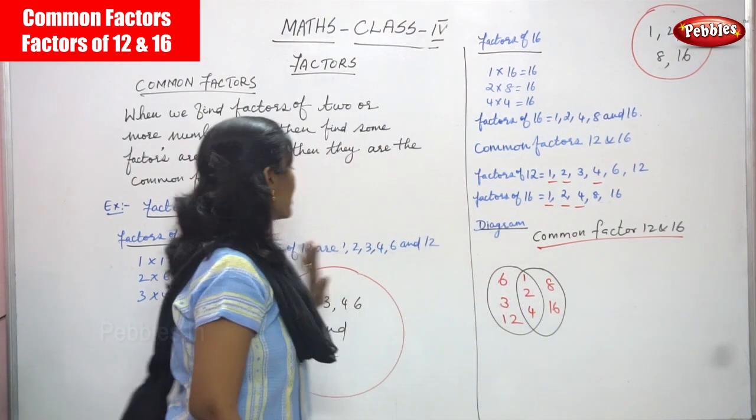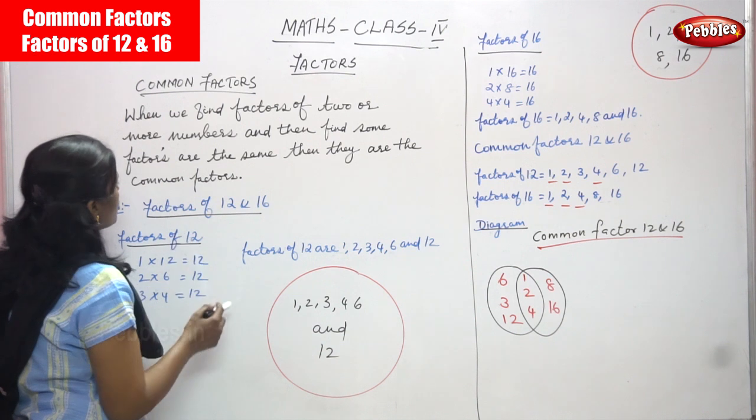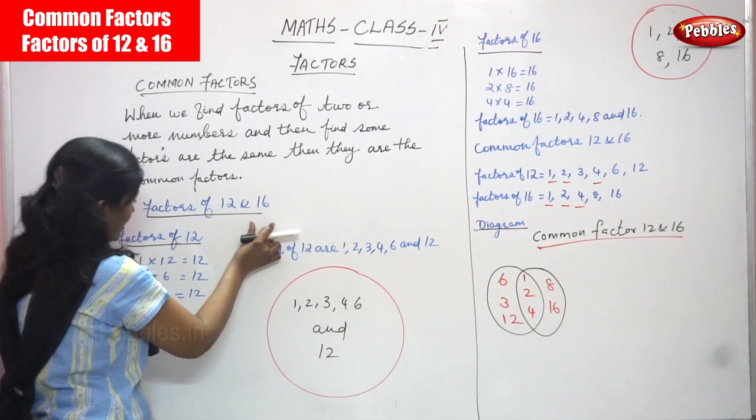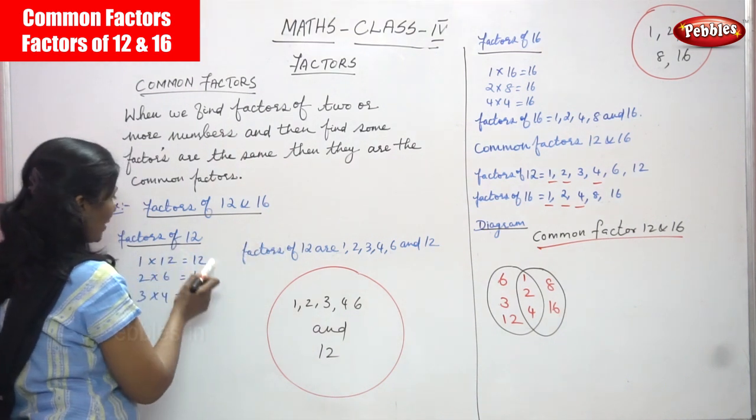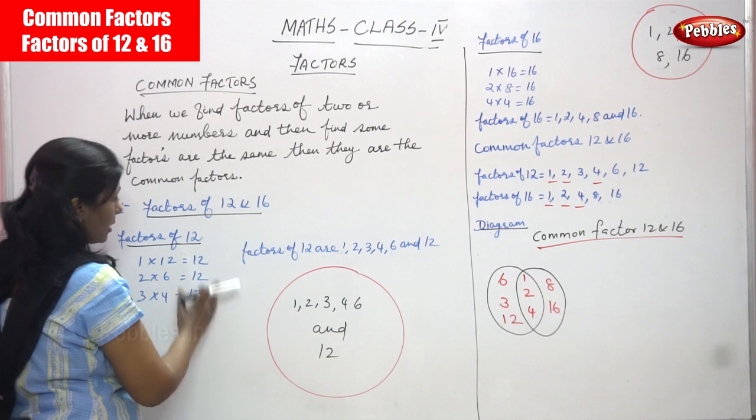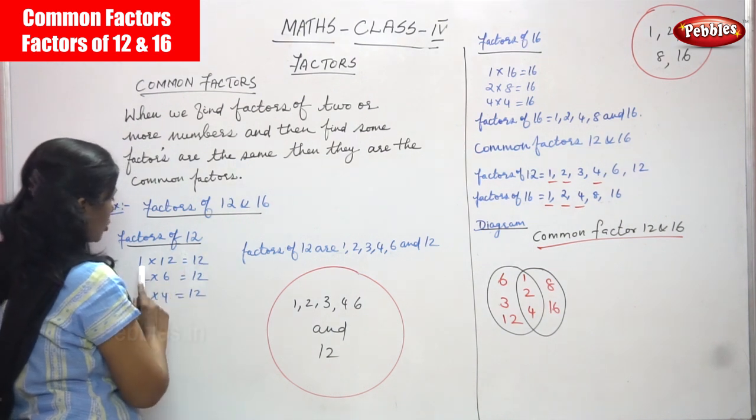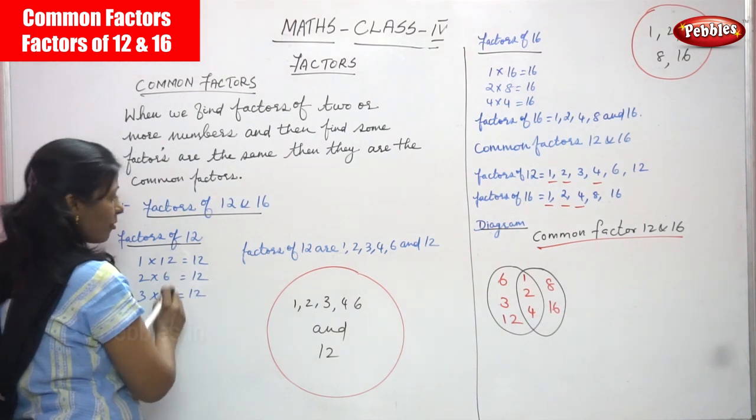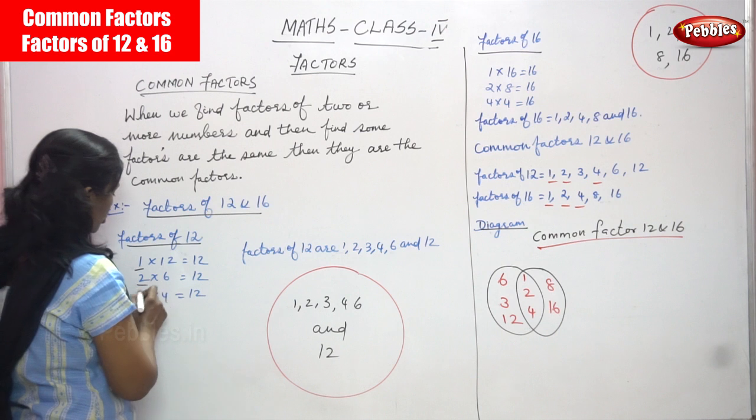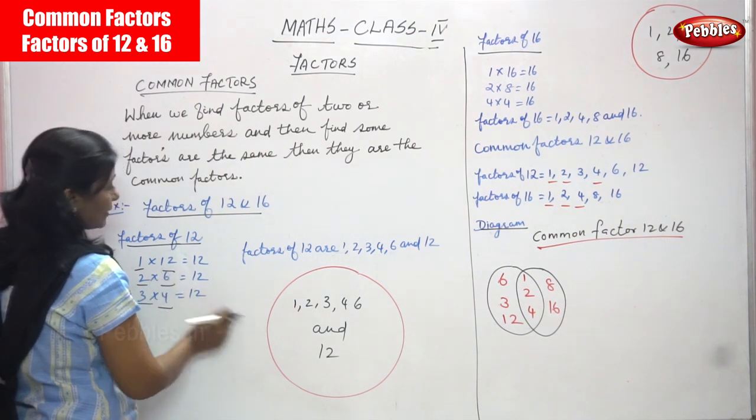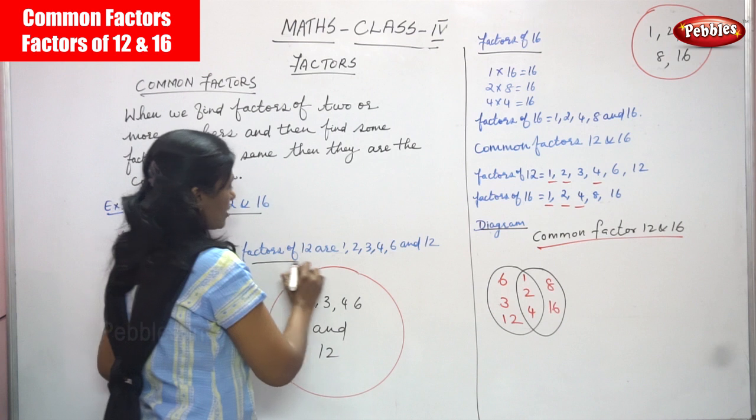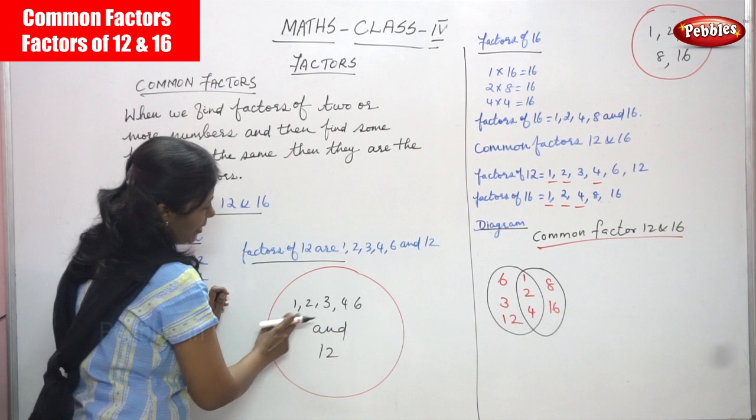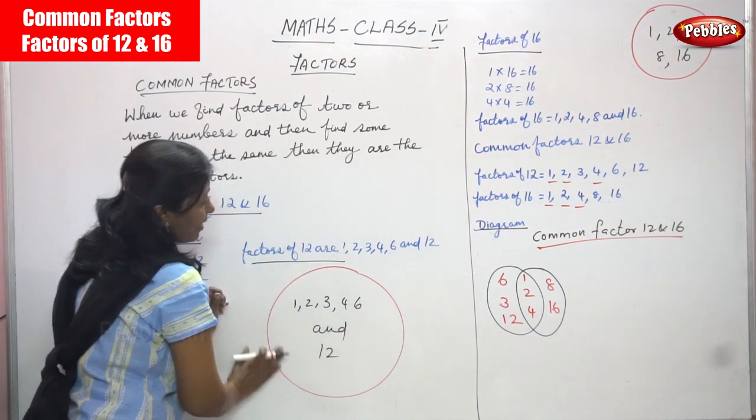Okay, now I'm going to explain the sum. I'm going to discuss the factors of 12 and 16, so I've taken two numbers. For the factors of 12, I'm using only the multiplication method. 1 into 12 gives 12, 2 into 6 gives 12, 3 into 4 gives 12. So the factors of 12 are 1, 2, 3, 4, 6 and 12. That is what I have mentioned in the circle.